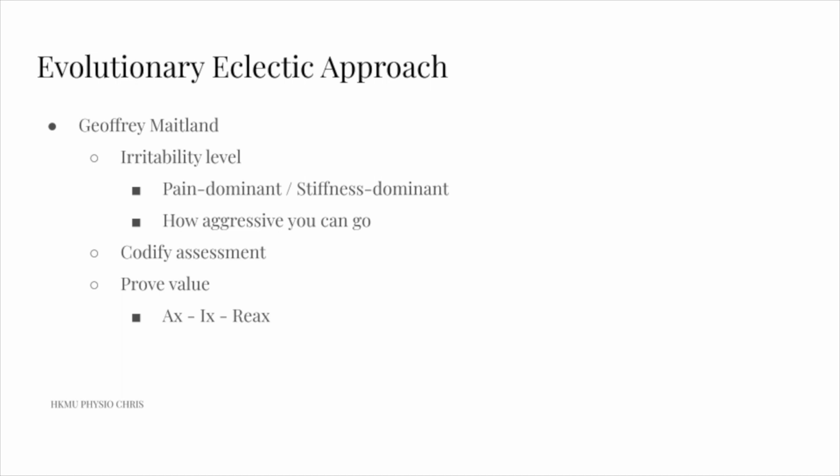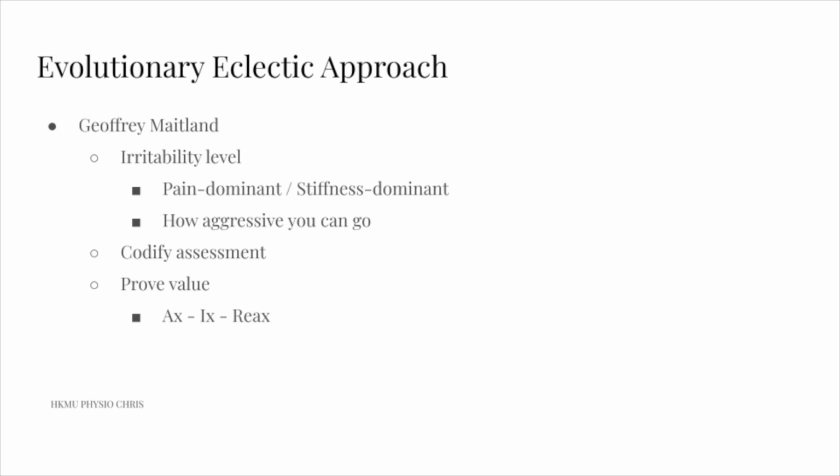The next one will be Geoffrey Maitland, and Geoffrey Maitland talks about the irritability level. Is the patient a pain dominant case or a stiffness dominant patient? The irritability level will dictate how aggressive you can go with the patient. So if the patient is very irritable at rest, and when you move a little bit the pain just spikes up, you may not go as far as you would like to in other cases. Geoffrey Maitland also codifies assessments, as well as talks about how to prove value with assessment, intervention, and then reassessment.